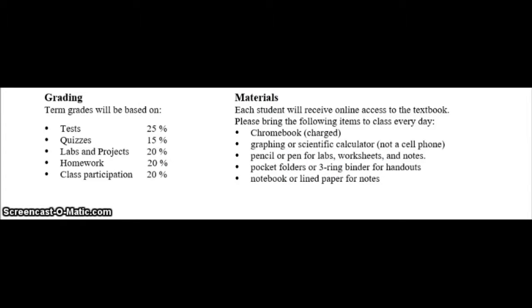In accordance with school policy, my grades for this class will have term grades based on the following 5 categories with the following point values. Tests are worth 25% of your trimester grade. Quizzes are worth 15% of your trimester grade. Labs and projects are worth 20% of your trimester grade. Homework is worth 20% of your trimester grade, and class participation is worth 20% of your trimester grade. These, along with your mid-year exam and final exam scores, will determine your final grade for the year.